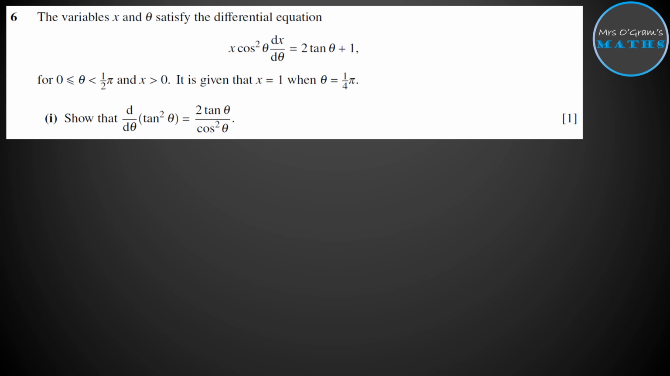So question 6 is a differential equation, first giving us a show that question that should be fairly straightforward as it's only worth 1 mark. So make sure you don't miss any steps of working, that you show everything that you're doing.